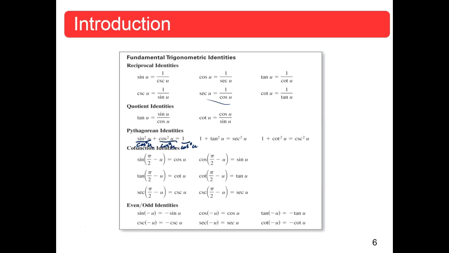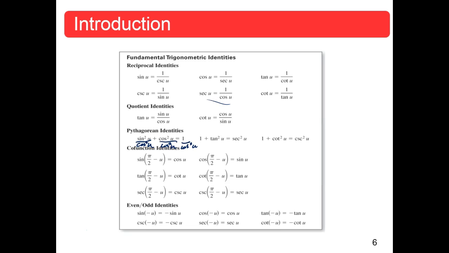Same thing with the second one here. You can subtract 1 from both sides and have tangent squared is secant squared minus 1. You could subtract tangent squared from both sides. You could have 1 is equal to secant squared minus tangent squared. And then you could take square roots as well. Usually we don't, but we could.